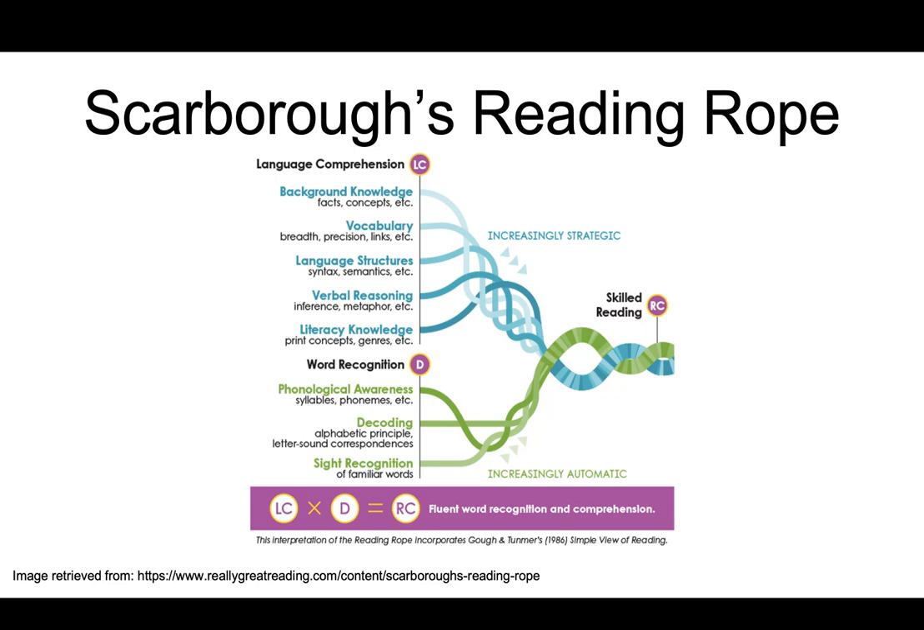Language structures, like syntax and semantics, is the third strand. Syntax is the arrangement of words or phrases to create a sentence. The English language has patterns and rules for the way that we use our words. Having knowledge of these patterns and the allowable flexibility within these patterns can improve literacy.